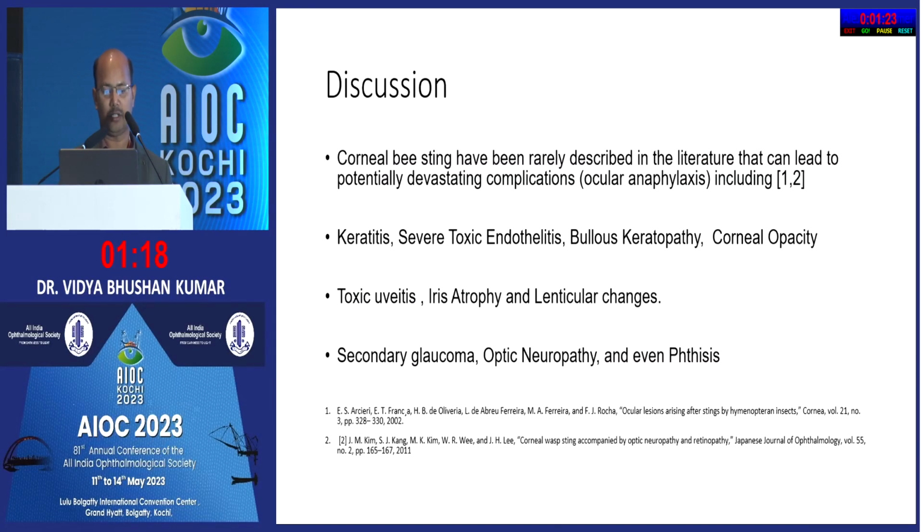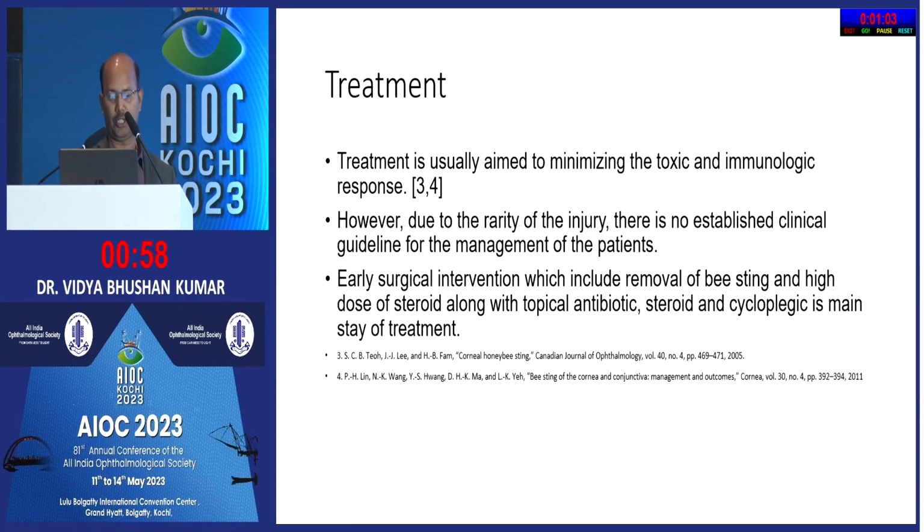Discussion: corneal bee stings have been rarely described in the literature and can lead to potentially devastating complications like ocular anaphylaxis, which include keratitis, severe toxic endothelitis, bullous keratopathy, corneal opacity, toxic uveitis, iris atrophy, lenticular changes, secondary glaucoma, optic neuropathy, and even phthisis. So treatment is usually aimed at minimizing the toxic and immunogenic response.